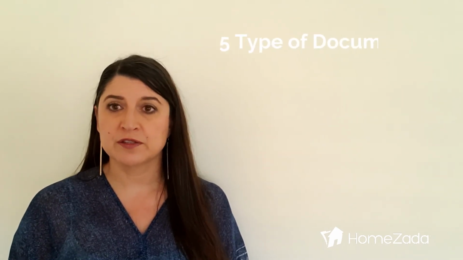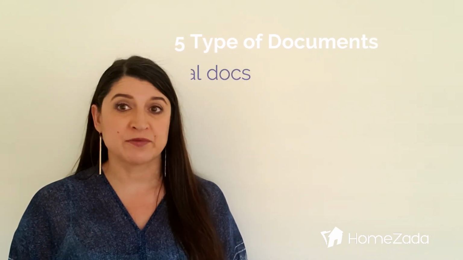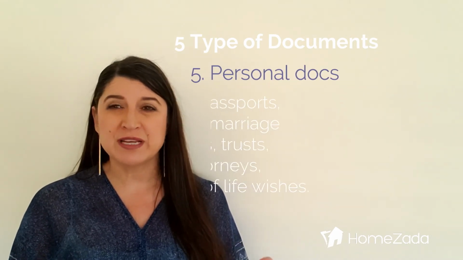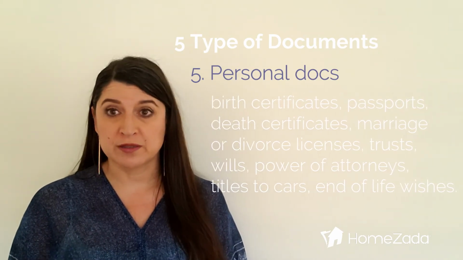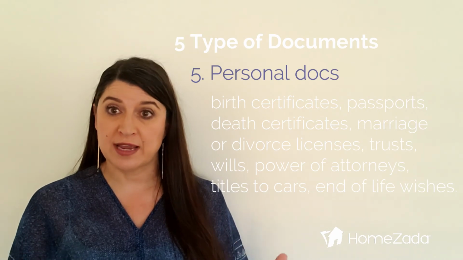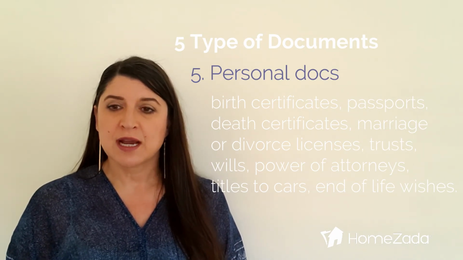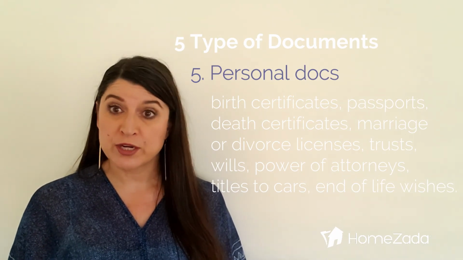So the fifth and final is personal documents, and that involves copies of passports, copies of driver's license, marriage certificates, divorce certificates, birth certificates, death certificates. If you need any of this on hand, it may be trusts, wills, power of attorneys. Remember, you also need digital power of attorneys as we continue to come into contact with a lot of digital platforms. The other thing may be titles to cars. It may be end-of-life wishes.